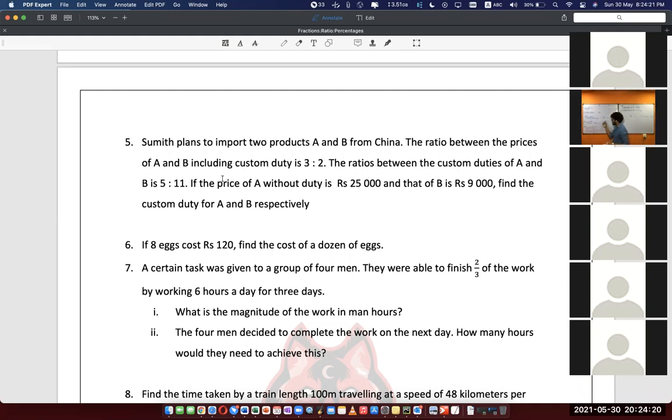So can I use this one also to build the equation? How to do that? Price of B without duty. So I know the price of B with duty, which is 2.